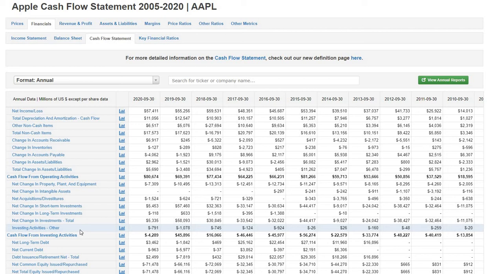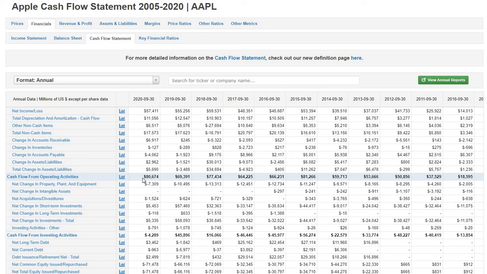The first thing we look at is the cash flow from operating activities. In 2020, Apple generated about $80 billion in cash, and it has exceeded the net income for the year. For each of the last 10 years, the amount of cash generated from operating activities has always exceeded its net income, which is a very strong signal of a robust cash position that Apple has.